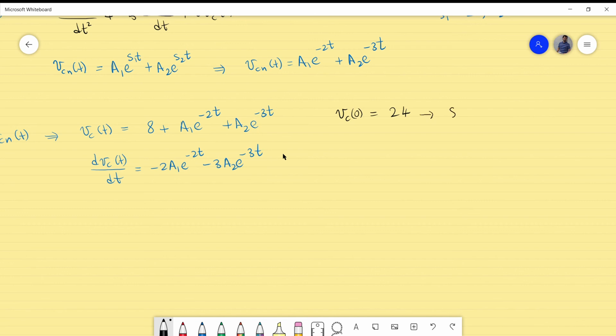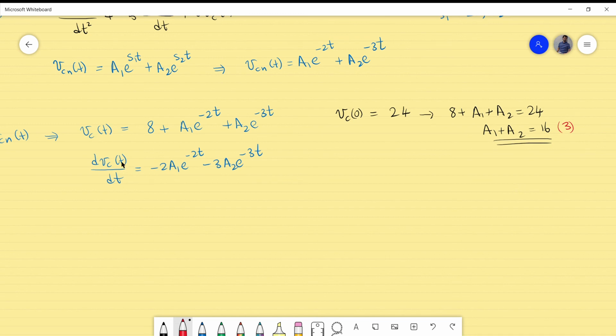So you will have 8 plus a1 plus a2, and that is of course 24. That means a1 plus a2 must be equal to 16. This is one of the equations we have developed here, so let's call this equation number 3, and we will again need another equation such that we can determine a1 and a2 uniquely. And that's actually from this equation.